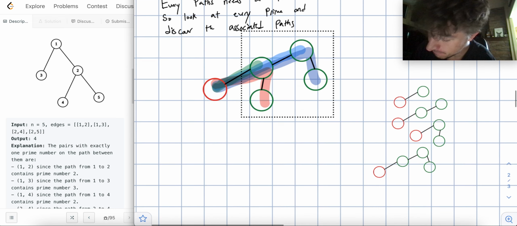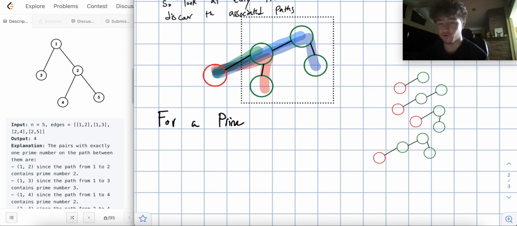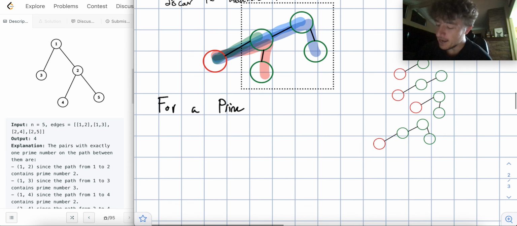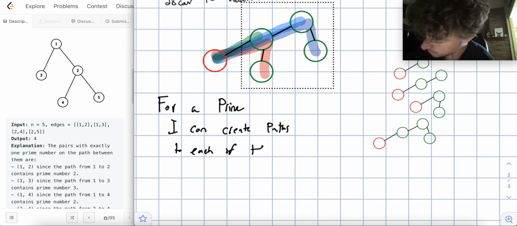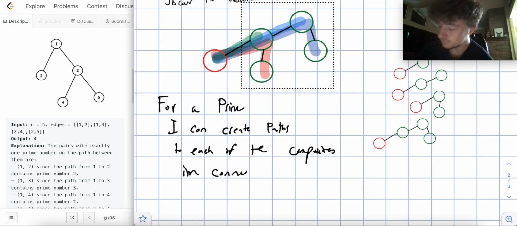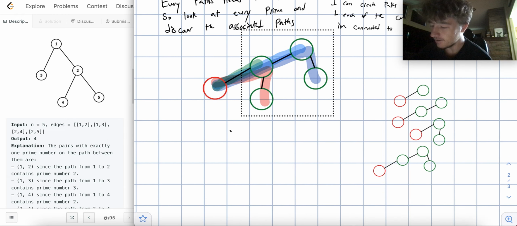So for a prime, I guess our first observation, maybe we'll put: for a prime, I can create paths to each of the composites I'm connected to. I'm not even going to... It's just so stupid. It looks so bad. All right.